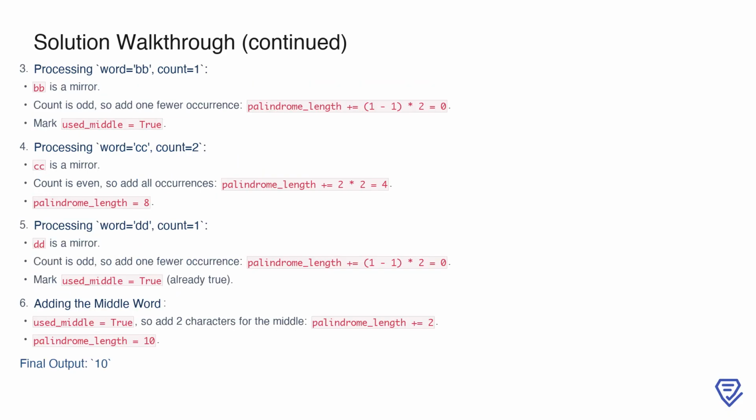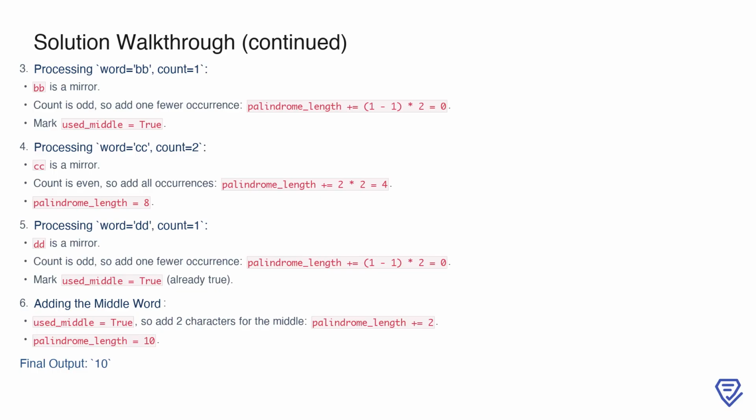Next, we process the word BB, which is also a mirror but appears only once. Since the count is odd, we don't add anything for now, but we mark used_middle as true to potentially use BB as the center. Then, we process CC, which is a mirror and appears twice. Since the count is even, we use all occurrences, adding another 4 characters to the palindrome length, making it 8.